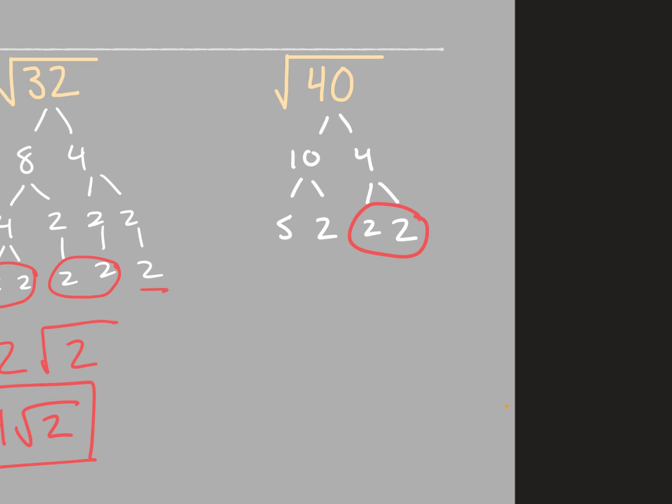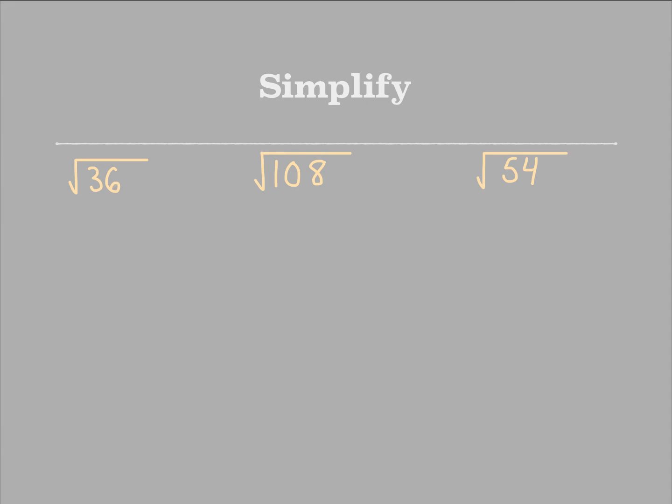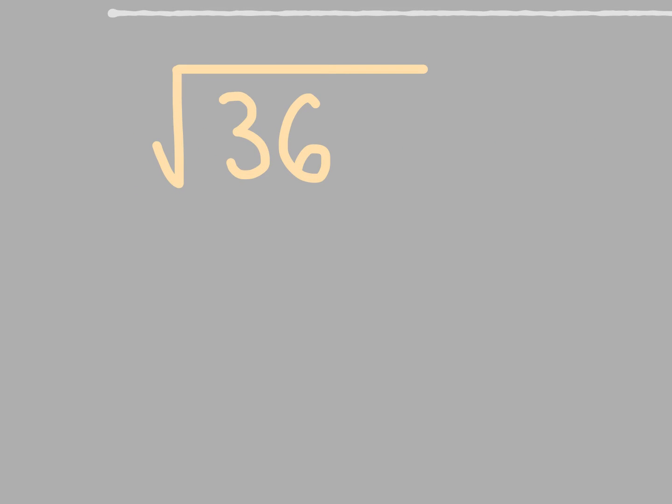So what's going to come to the outside? 2 and 2. How many circles do I have? 1. So how many 2's come to the outside? Just 1. So it takes a pair to come out. So it depends on how many circles you have. So only 1, 2 can come to the outside. What has to stay on the inside? 5 and 2. And what's 5 times 2? 10.